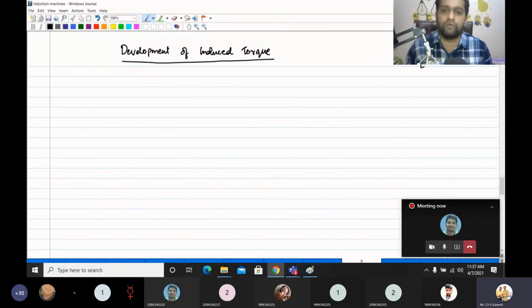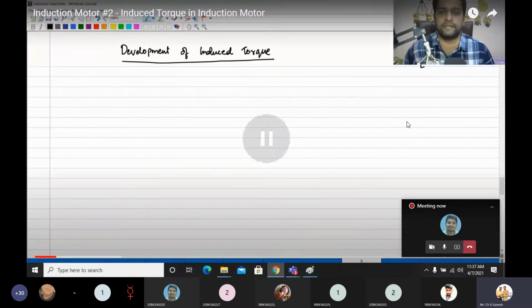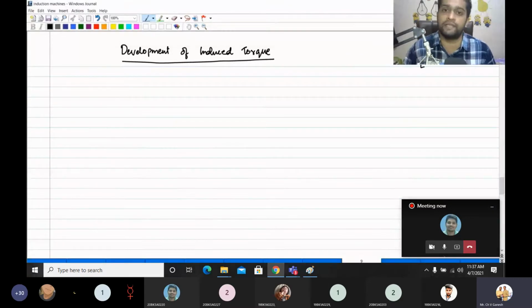So the wound rotor has the same type of three-phase winding as the stator. The difference between squirrel cage and slip ring is a compulsory short question in the external examination, it may be around 4 to 5 marks like that. Today we will be seeing how the induced torque is developed in an induction motor.